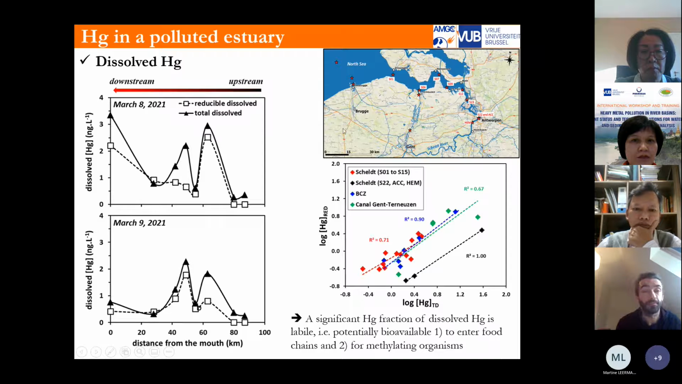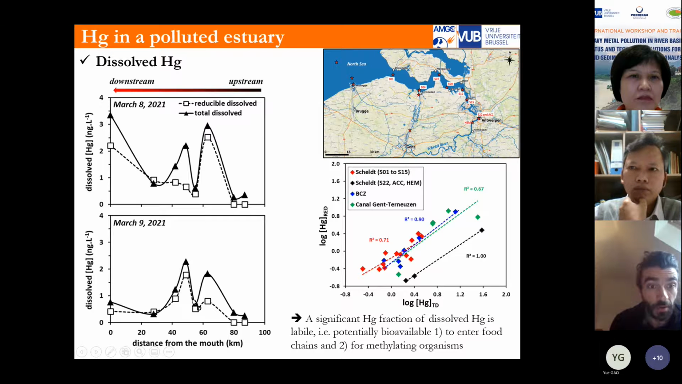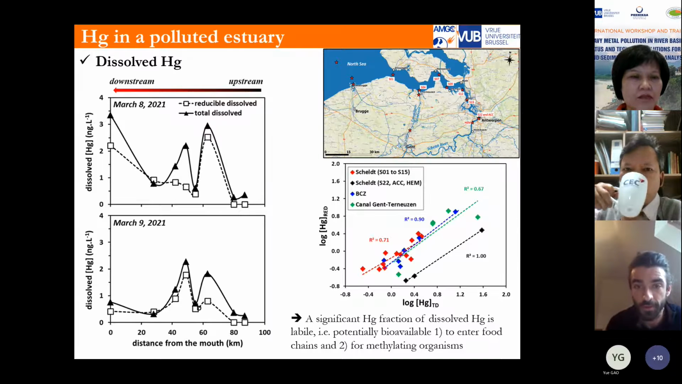And you can see, the reducible will be a proxy for, let's say, labile mercury and potentially bioavailable mercury for microorganisms. And in both days, the magnitudes of the peaks are different, and they are not at the same place, but there are still 2 big peaks, and you have a significant fraction of mercury in this dissolved phase that is reducible. That means potentially bioavailable to enter the food chains, and hence also for being methylated further by microorganisms.